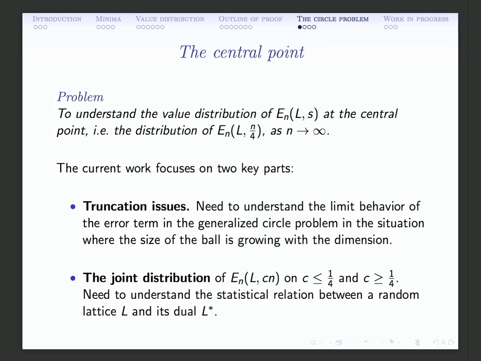And then there's the second issue: you have to understand somehow the relation of this function hn at L and L dual. So there you need to understand the statistical relationship between a lattice and its dual, or at least evaluated at this function h. But something of that nature also needs to be understood in order to go further. So I'll try to say something about each of these two items. I'll start with the first one, the truncation issue.